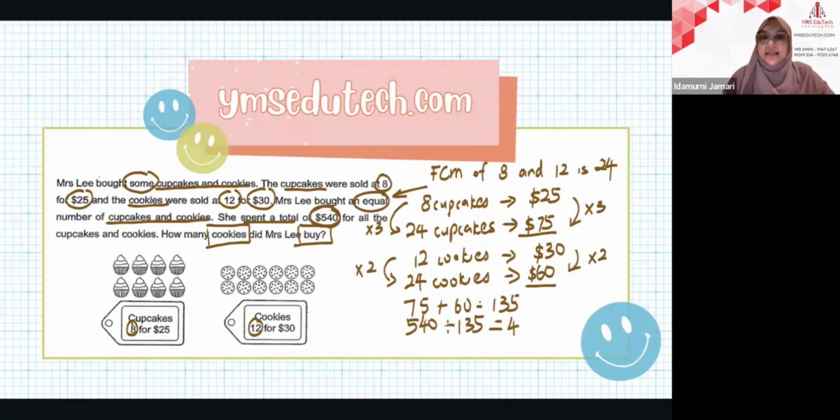Hence, the number of cookies that Mrs. Lee buys will be 4 multiplied by 24, and that gives us 96 cookies.